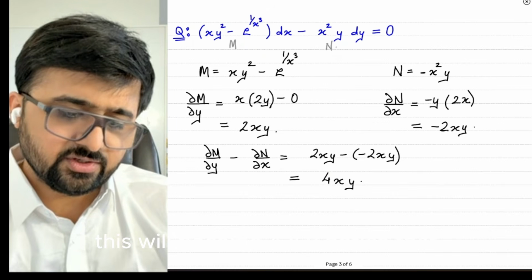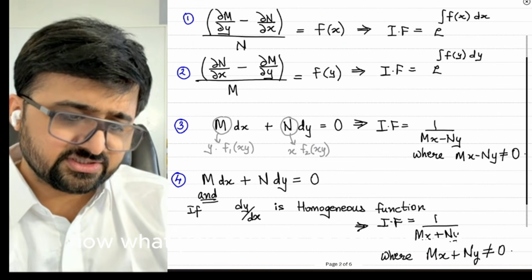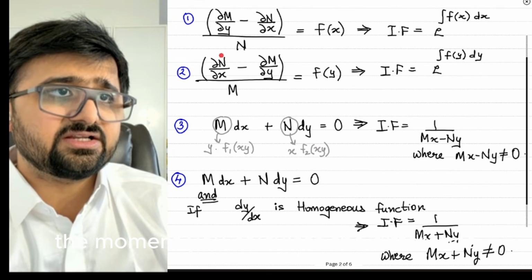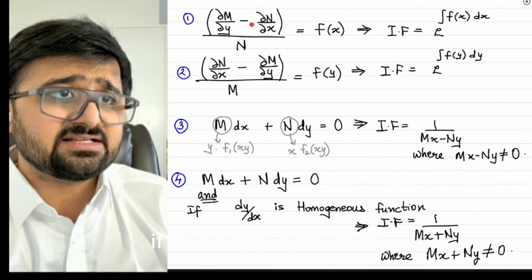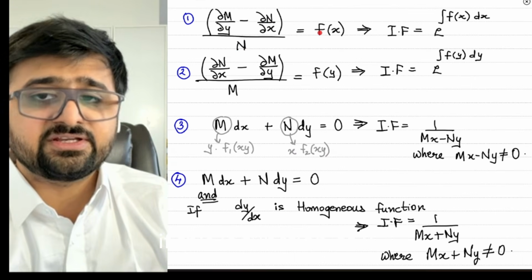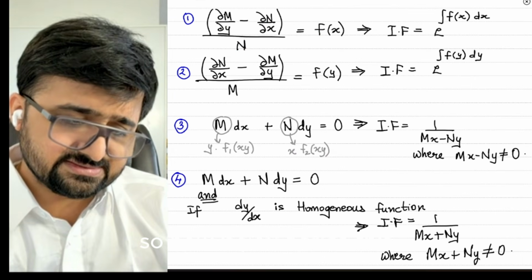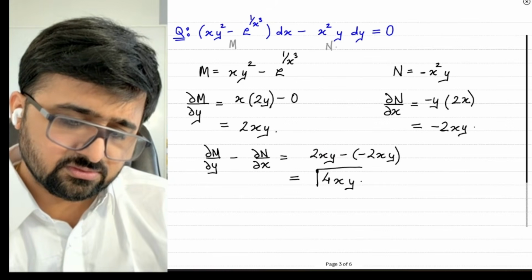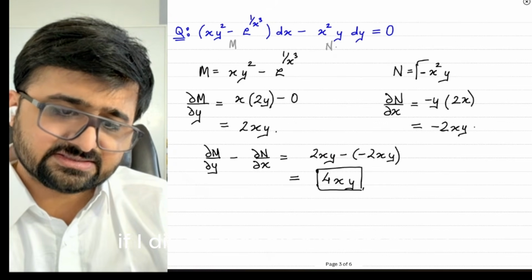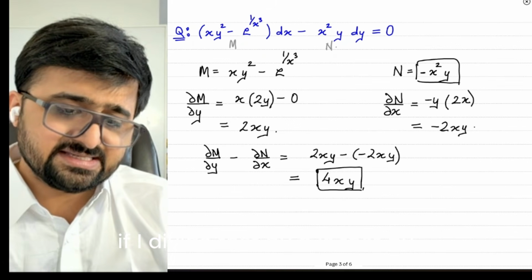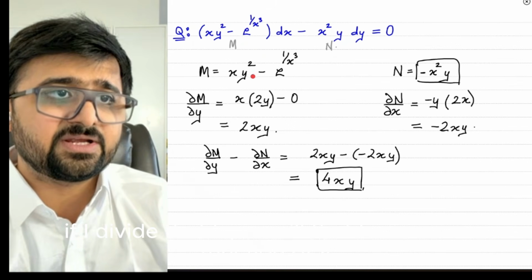This will become 4xy. Notice that the moment you calculate the difference, and you divide by n, if this is a function of x, then this is the integrating factor. So if I divide this value by n, is that a function of x? Or if I divide that by m, will that become a function of y?